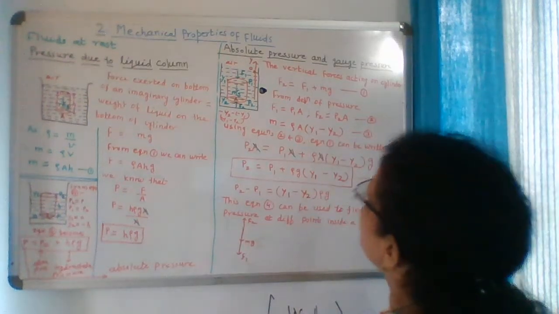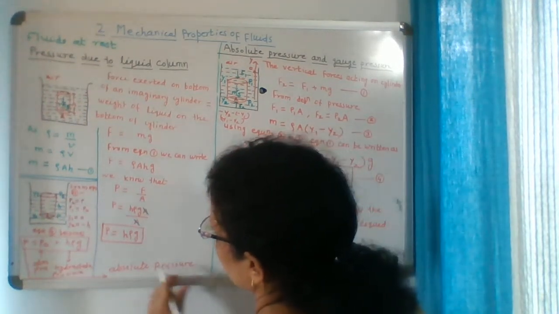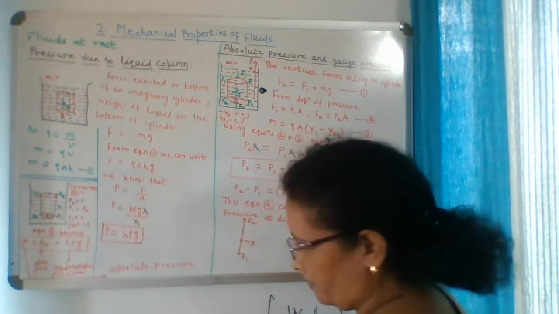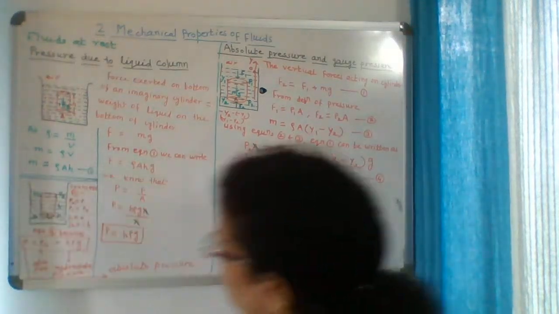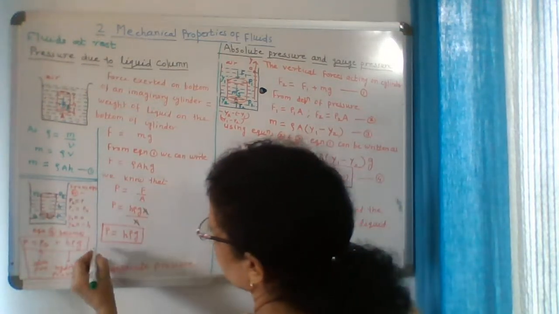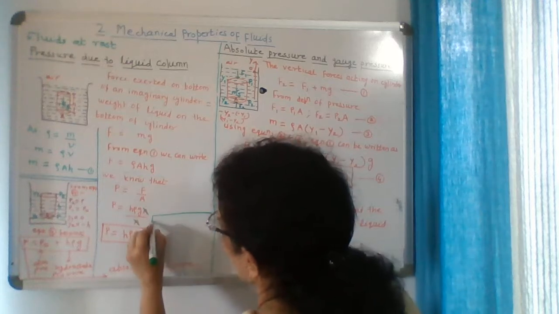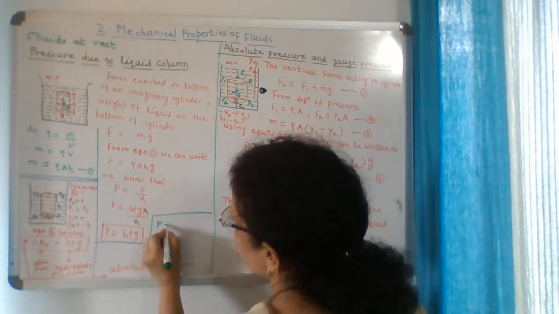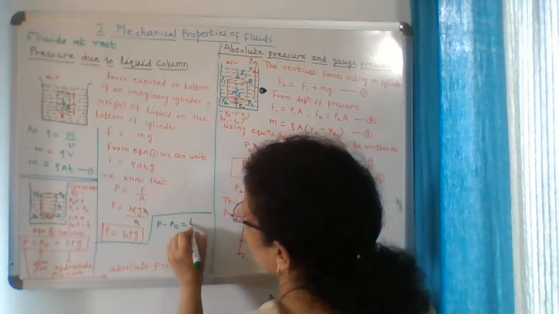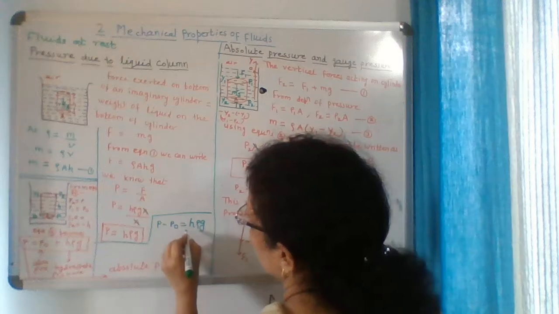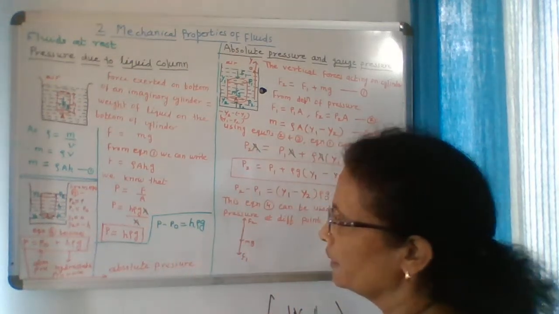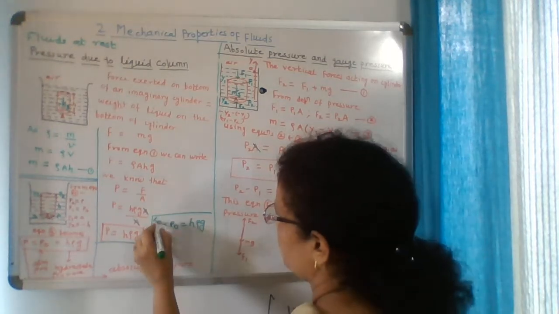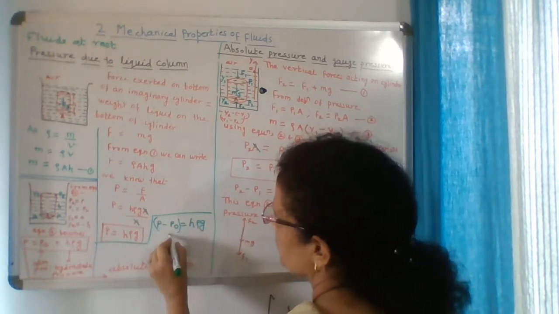Now, to get the gauge pressure, it is simple. You have to bring this P0 to the other side. This equation can be written as P minus P0 is equal to H rho g. So this H rho g, which is the hydrostatic pressure, is also called the gauge pressure, or P minus P0 is also called the gauge pressure.